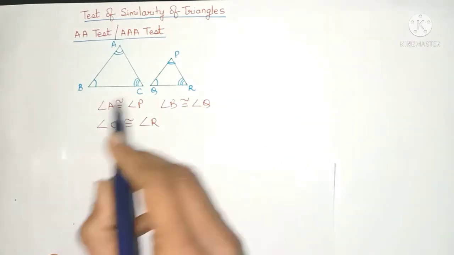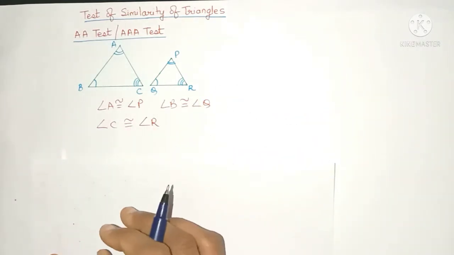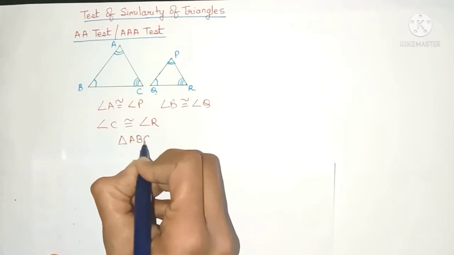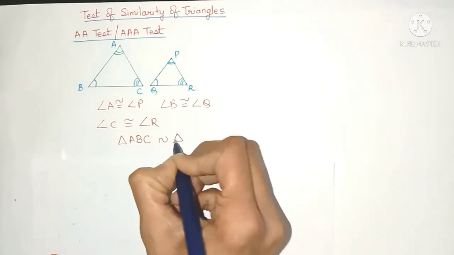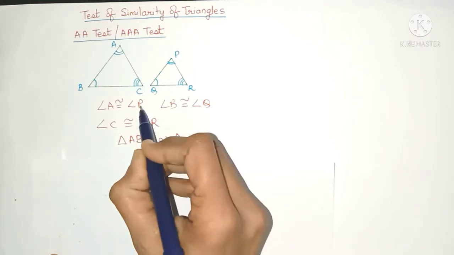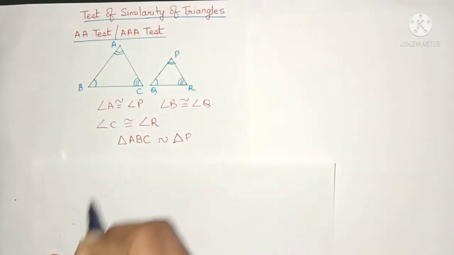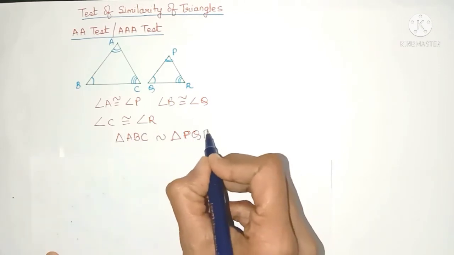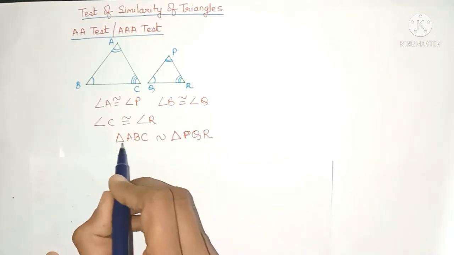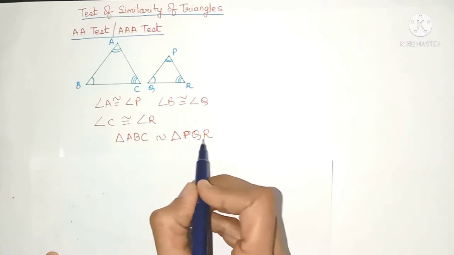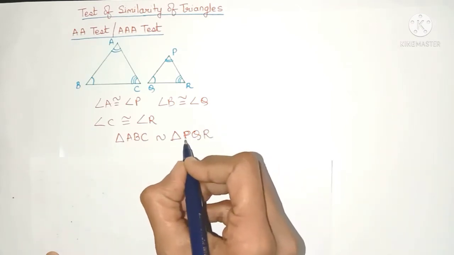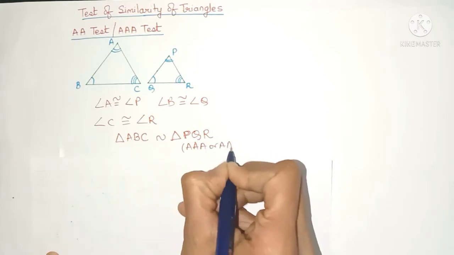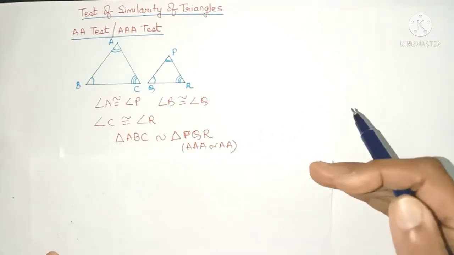So if you have this type of scenario, then we can safely say that triangle ABC is similar to triangle PQR. Now A is equal to P, so it will be here. B is corresponding to Q and C is corresponding to R. So triangle ABC is similar to triangle PQR. The reason is the AA or the AAA test. Okay, so this is the first test, friends.